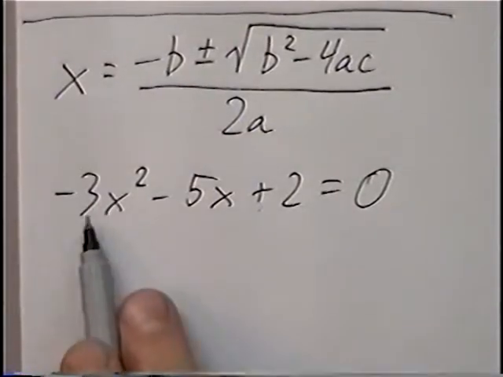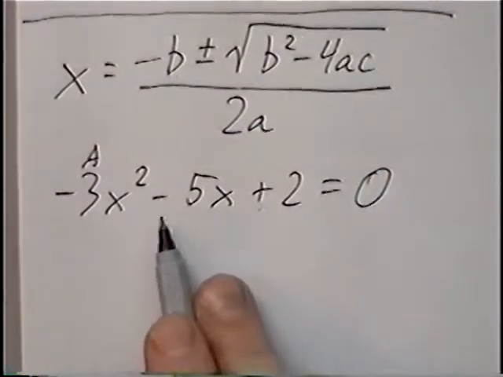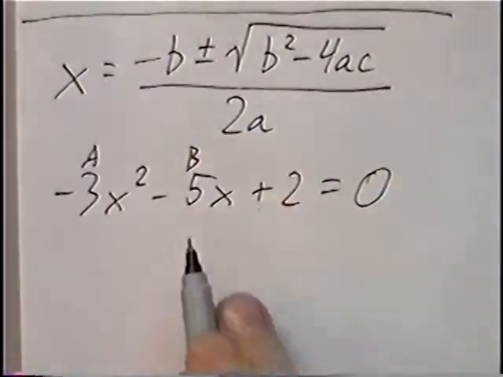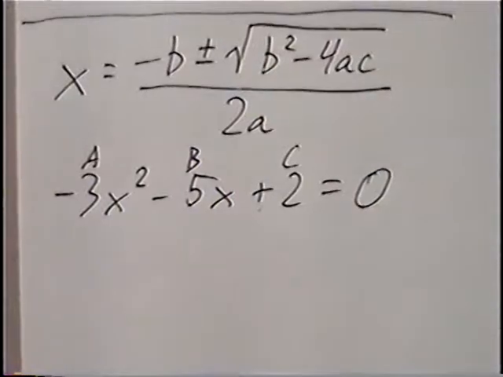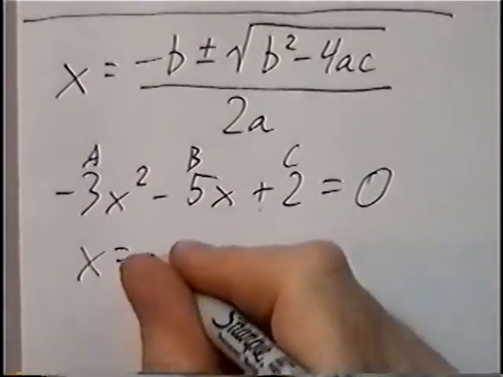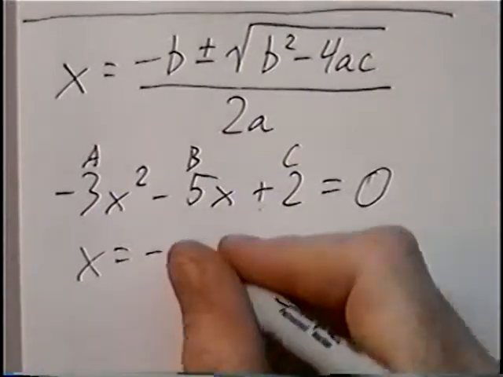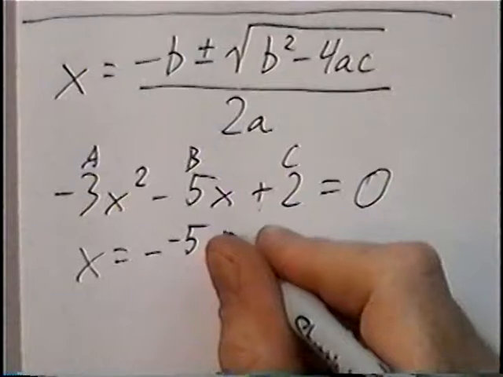The number in front of x squared, a, would be negative 3. The value in front of x, b, would be negative 5. And the last number, c, would be positive 2. Plugging these numbers in, we'll have x equals negative, from the equation, b is a negative 5, so I have a minus 5.